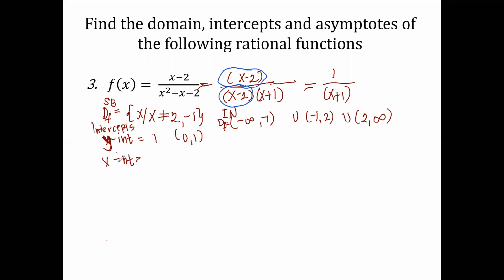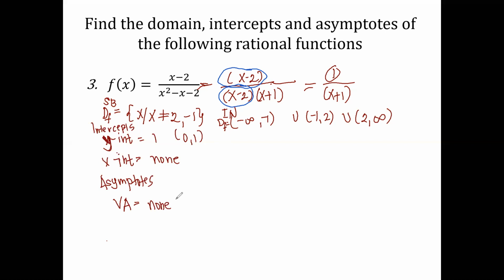X-intercept, equating the numerator, 1 equals 0. So there's none. Asymptote. So we have the vertical asymptote. That comes from the denominator, and this factor is canceled out. So you just have 1, so we don't have any vertical asymptote.